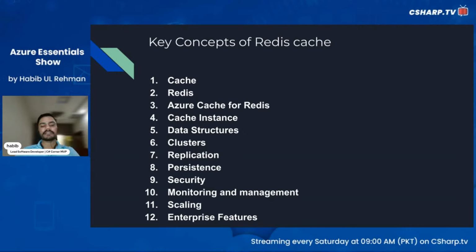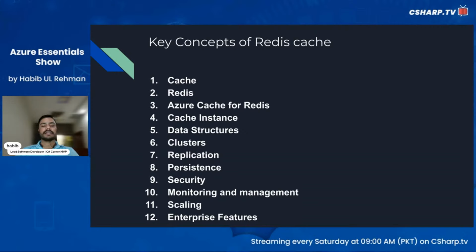Then we have data structures. Azure Cache for Redis supports various data structures such as strings, hashes, lists, sorted sets, bitmaps, and hyperloglogs. These data structures enable efficient storage and retrieval of data in different formats, supporting a wide range of use cases.